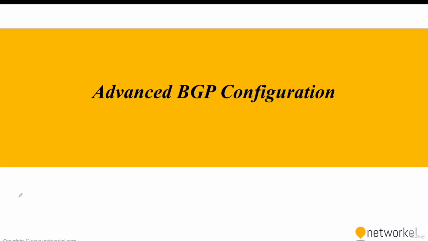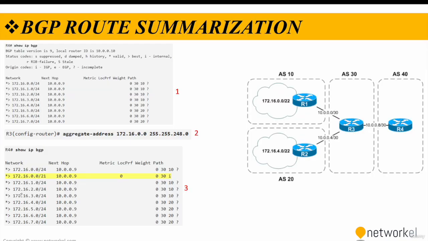In this video, we will have a look at advanced BGP configuration. So let's start with BGP route summarization. That is a technique used to aggregate multiple IP routes into a single summarized route. Here the purpose is reducing the number of routes advertised to BGP peers, decreasing the size of the routing table, and improving the routing efficiency.